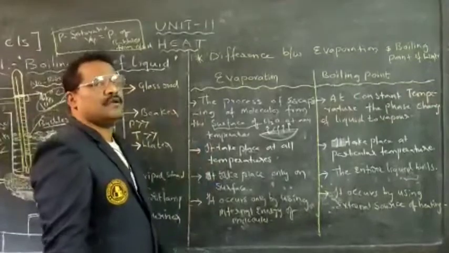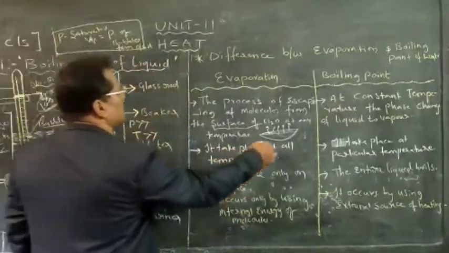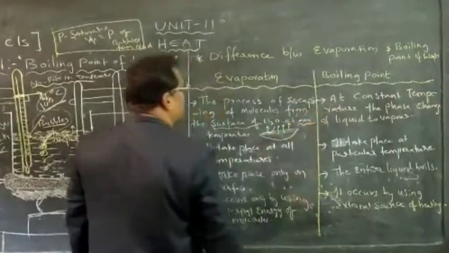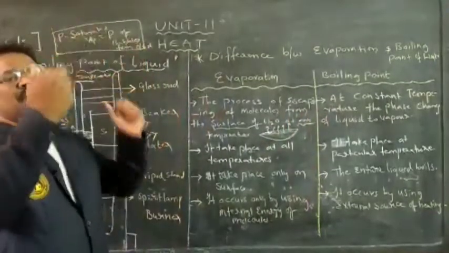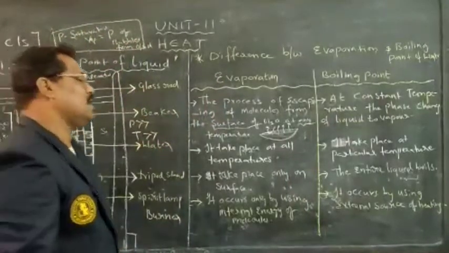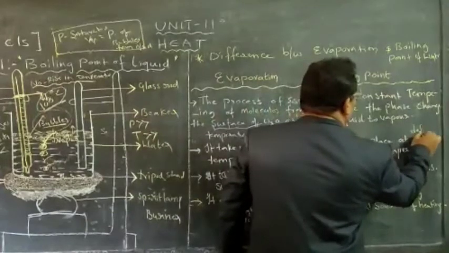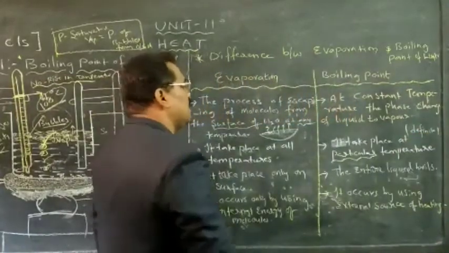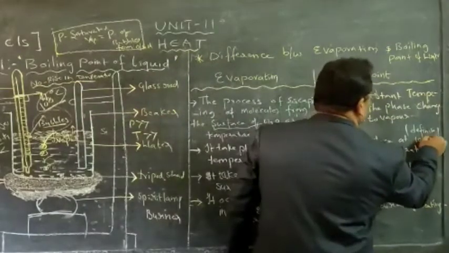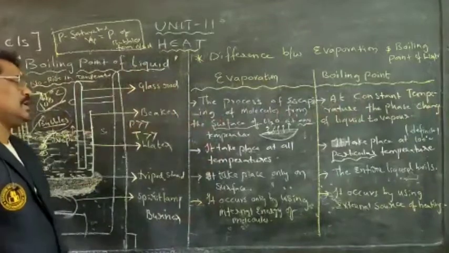Coming to the second point, evaporation takes place at all temperatures. Why? Because at any temperature, this evaporation process can take place. But here, boiling is talking about a particular temperature. That particular temperature indicates a definite temperature. The definite temperature is how much here? 100 degrees centigrade.